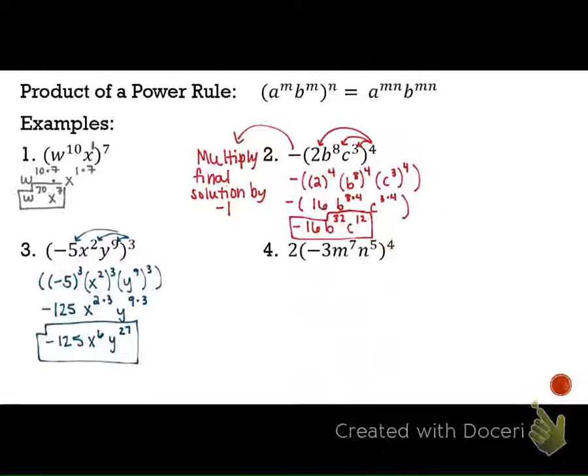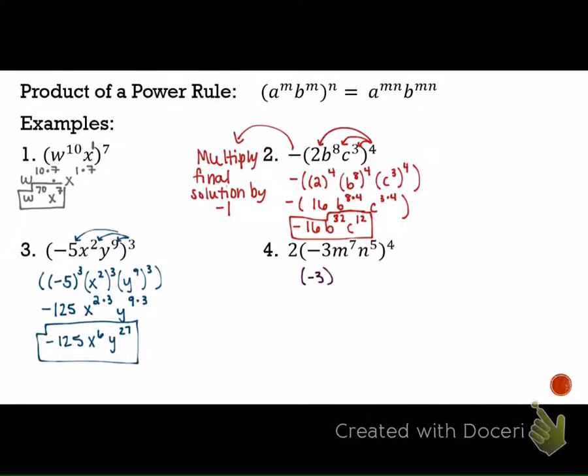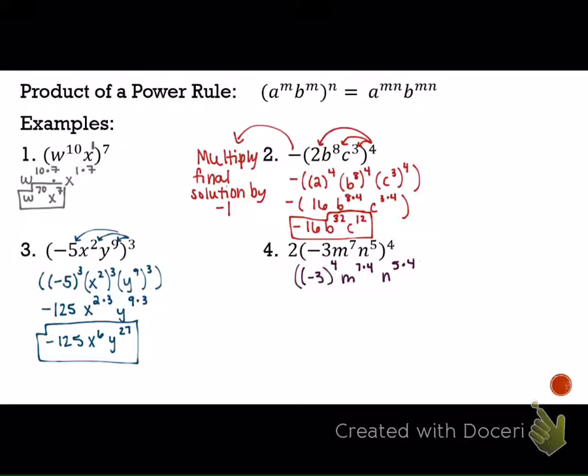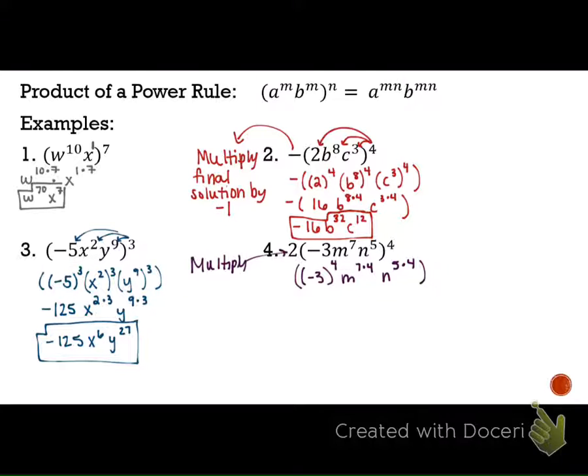All right, so how would I do, Avery, how would I do number 4? You do the exponent 4 to -3, and then you multiply the 7 by the 4, and then n to the 10th power, and you multiply the 5 by 10. Good. What do I do with that 2? You don't use it yet, you use it after. So you'll multiply your final solution by 2. So I'm just going to drop that down here.